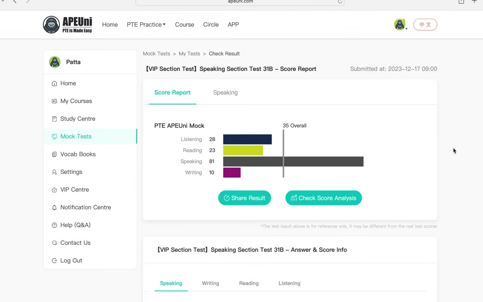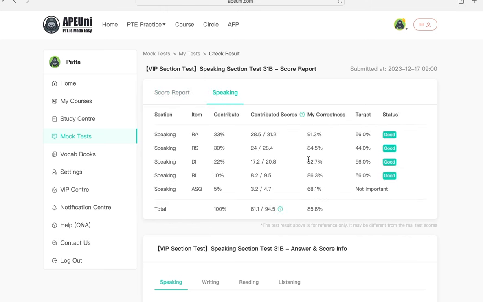Sewer. So this is my score report of the speaking section test 31B. You can see that in this mock test, I got 81 in the speaking section. And as you know, you can check your score analysis from the Apeuni mock test. You just click, and you can see how much score you get from each question in each section, like read aloud 91.3% correctness, repeat sentence 84.5, describe image 82.7, retell lecture 86.3%, and answer short question is not important, so you don't need to worry about this kind of question. And yeah, that's it. So this is the mock test 31B.